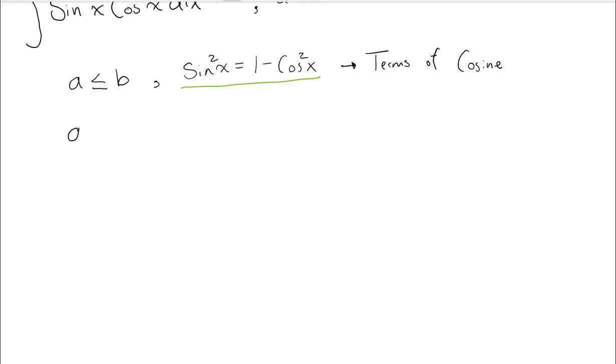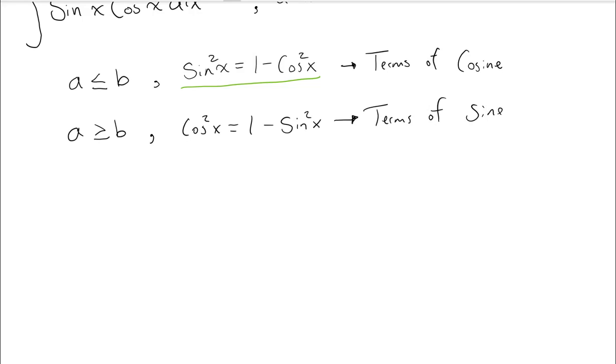And in the case that a is greater than b, we're going to do the exact opposite. We're going to say that cosine squared of x is equal to 1 minus sine squared of x. And then we will write everything in terms of sine.